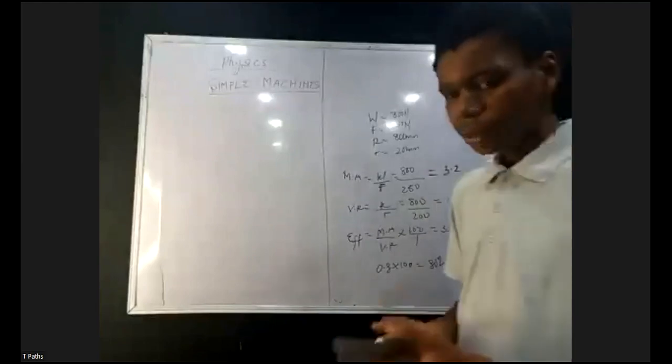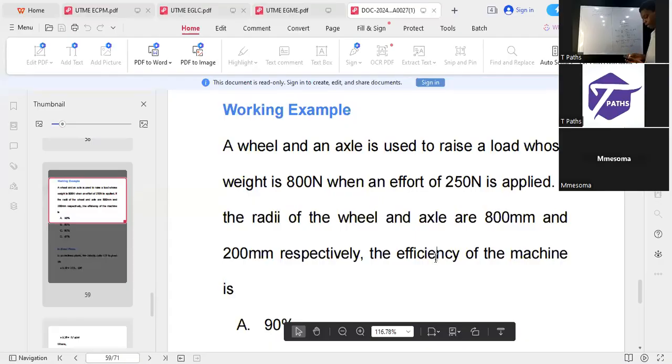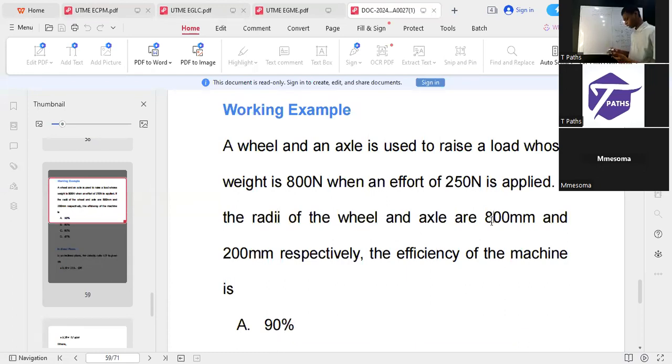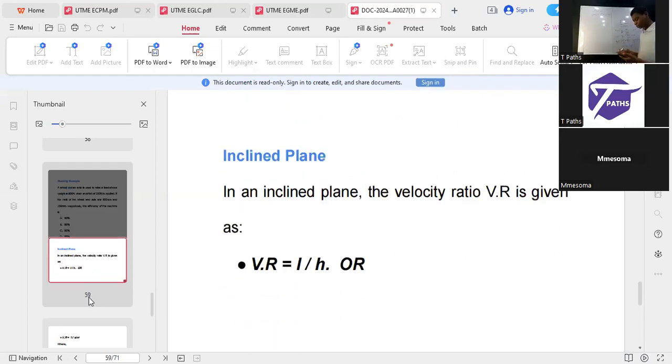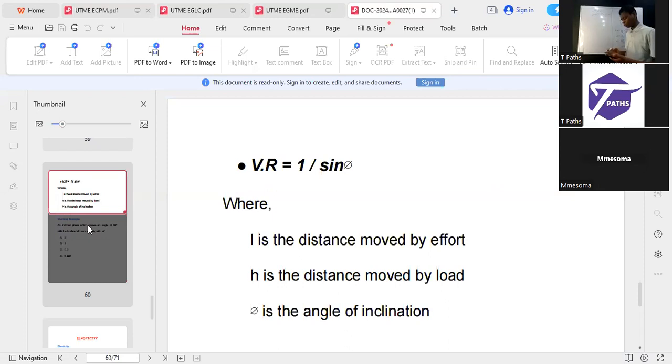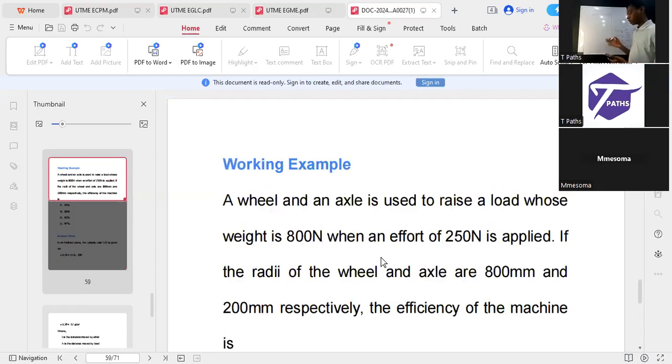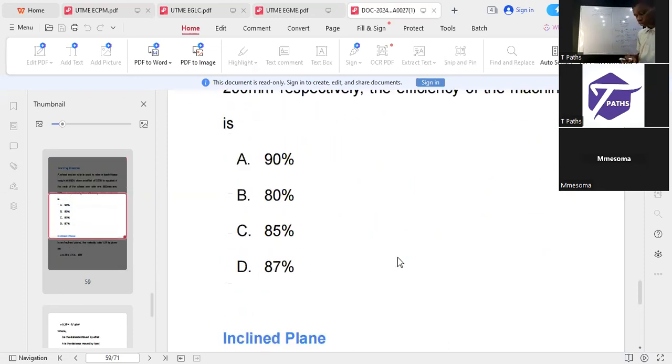All right. So now I said types of machine. I gave you the types of machine. I said lever, pulley system, wheel and axle, inclined plane. Okay, all right. So we'll be moving on from wheel and axle. We've done lever, we've done pulley system. Now we just finished doing wheel and axle, so we'll be moving to inclined plane.